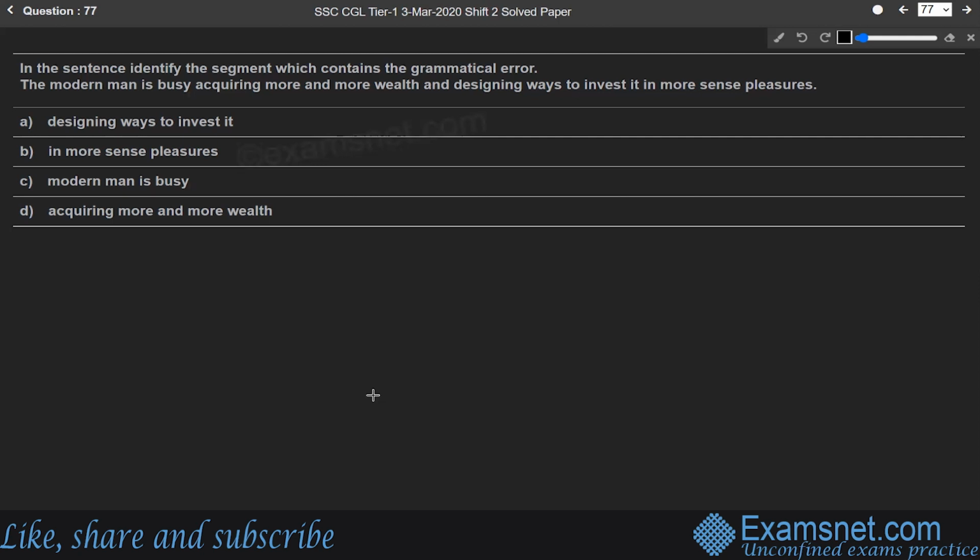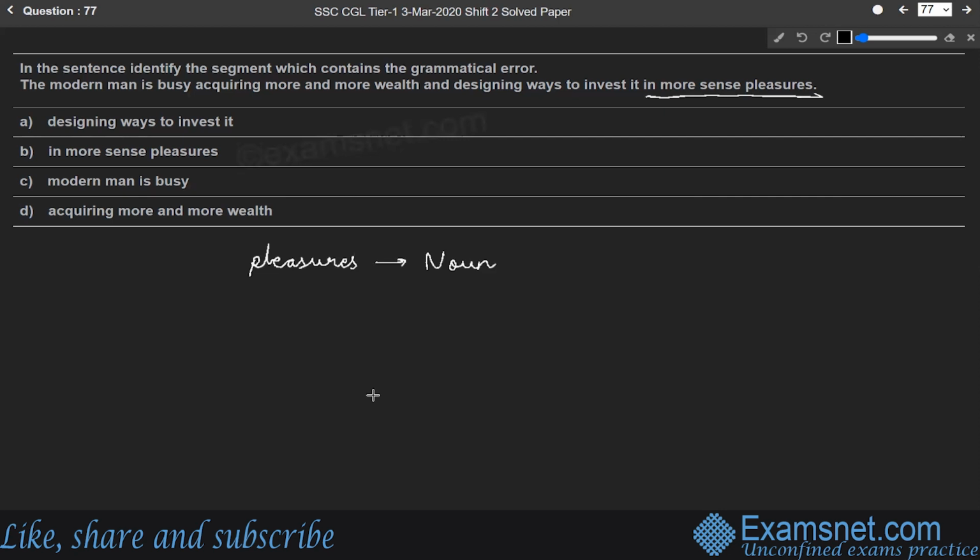So here the sentence is referring to a modern man who is acquiring more wealth. Wealth means money. And why he is acquiring more wealth? To invest in some pleasures. So the part or the segment of this sentence that is not correct is the last part, which is in more sense pleasure. Now why it is not correct? Here the word pleasures is acting as a noun.